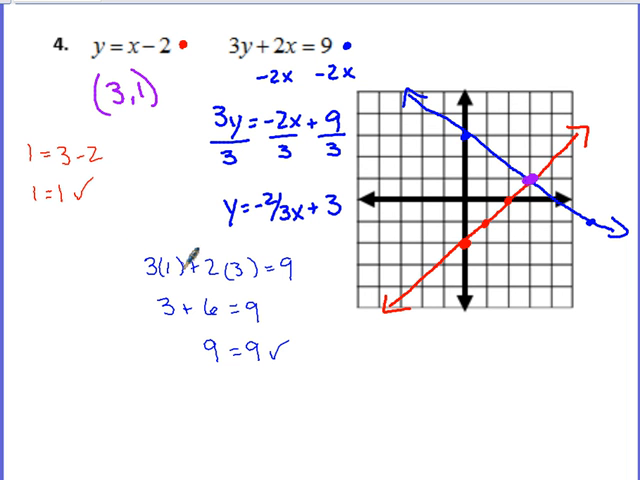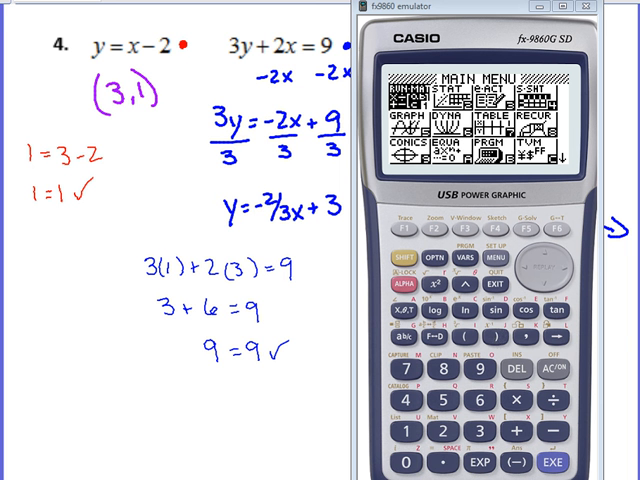I'm going to have you do that every time, but I'm also going to show you how you can check your solutions and solve by graphing on the calculator. So go ahead and get your calculator out if you don't have it sitting next to you.